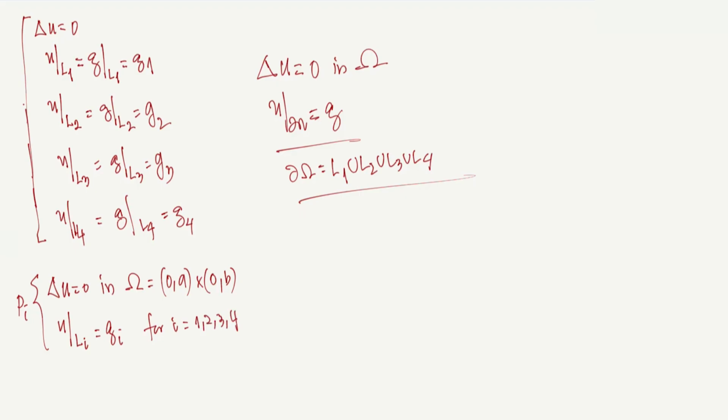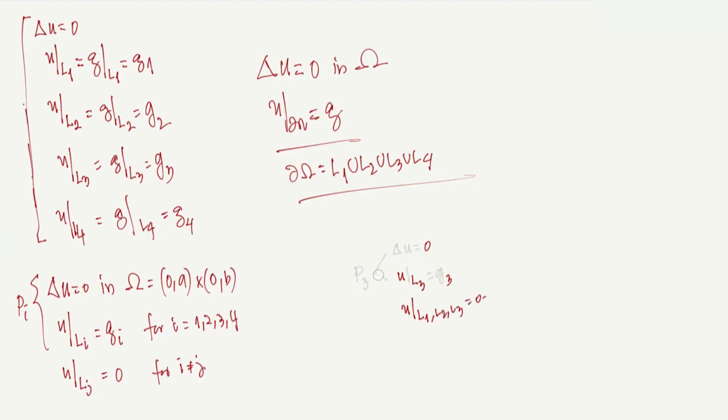So essentially, what I'm saying is that I am only giving the Pi problem where Laplacian u equals 0 on the inside, and u restricted to, so let's say P1, u restricted to L1 is g1. But what happens to u restricted to the other points? U restricted to Lj is going to be 0 for i not equal to j. Clear? So let's say P3, how should this problem look? Laplacian u equals 0 and u restricted to L3 is g3. What about u restricted to L1 or L2 or L4? That is going to be 0. Clear? So that is your Pi.